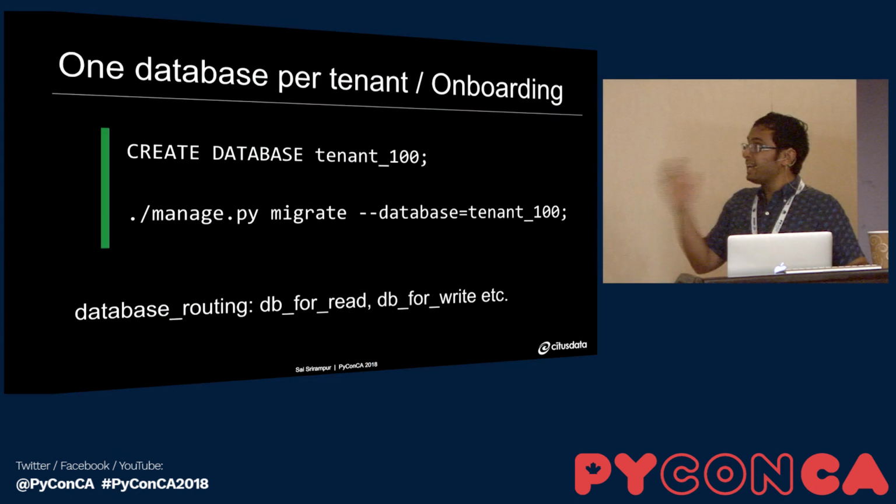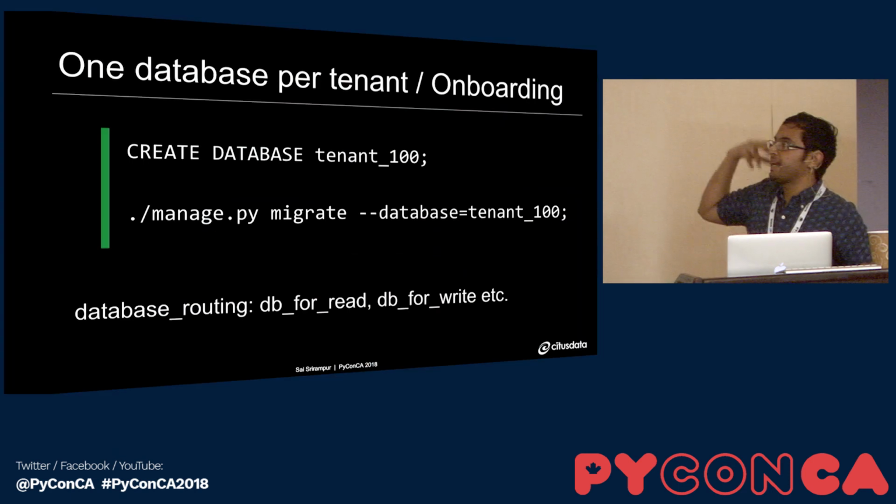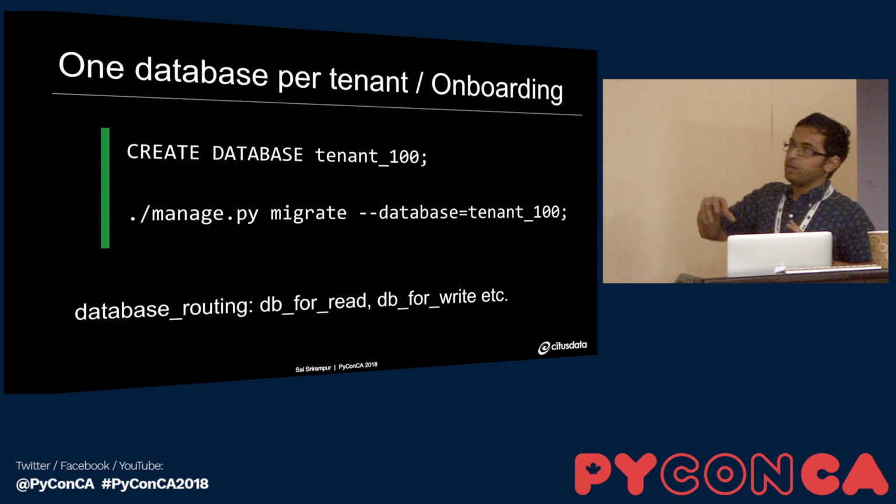The tenant onboarding would look something like this: as and when a new tenant signs up, you basically create a new database, and then you migrate all your models to that particular database via the Django ORM migrate command. And once these two steps are done, you have some app logic, which basically routes your APIs to the right database based on the tenant in action. So this is how, at a very high level, it looks.